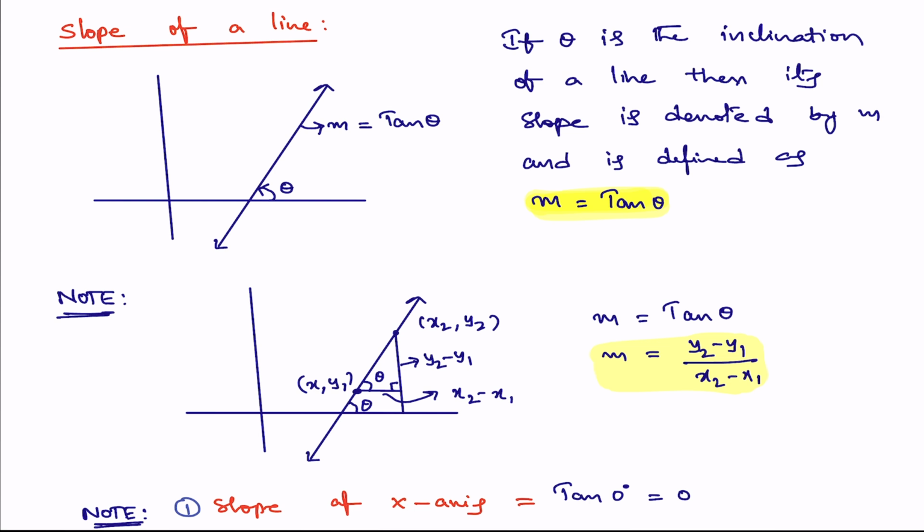So what is slope of x-axis? Slope of x-axis is tan 0 degree, which is same as 0. Slope of y-axis? It's not defined. The slope of y-axis is tan 90 degrees, not defined. Slope of a line parallel to x-axis? 0. Slope of a line parallel to y-axis? Not defined. Slope of a vertical line? Not defined. Slope of a horizontal line? 0.